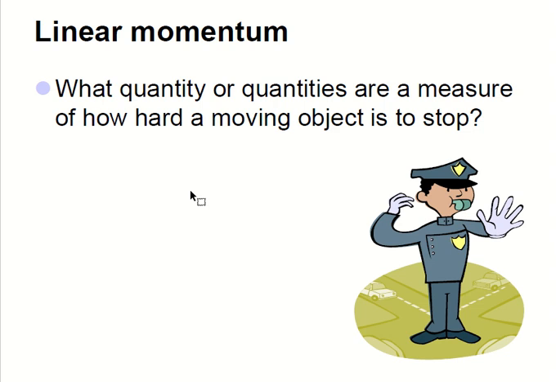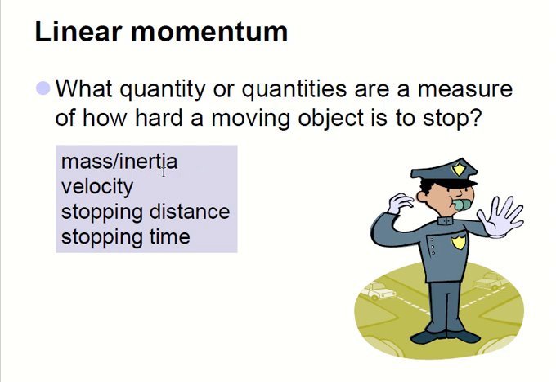So in order for the moving object to come to a stop, you've got to play with some quantity or quantities to stop the moving object. So let's see what they are. Here I listed out for you: mass (inertia), your velocity, your stopping distance. It doesn't stop right away, by the way. You have a stopping distance. Eventually it stops, depending on how you stop it. And then, of course, the time it takes.